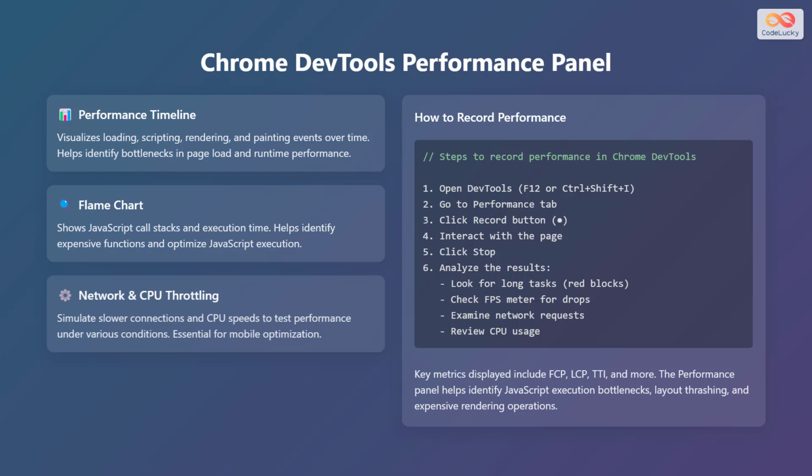Finally, analyze the results by looking for long tasks, which appear as red blocks. Check the frames per second meter for drops, examine network requests, and review central processing unit usage. Key metrics displayed include First Contentful Paint, Largest Contentful Paint, Time to Interactive, and more. The Performance panel helps identify JavaScript execution bottlenecks, layout thrashing, and expensive rendering operations.